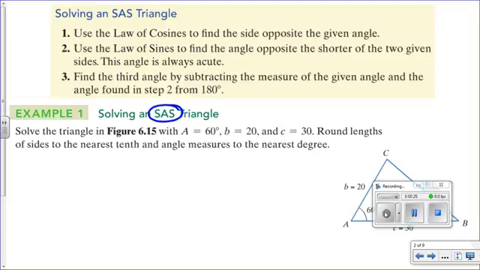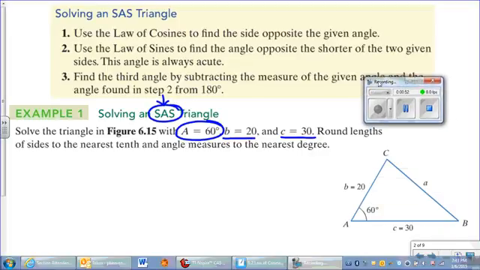an SAS triangle. That means side, angle, side. And what we notice is that the angle is in between two sides, so that will be the included angle, okay? And so we are given the measurements of two sides, 20 and 30, and also of angle A, which is 60 degrees. And we do have a drawing for it.